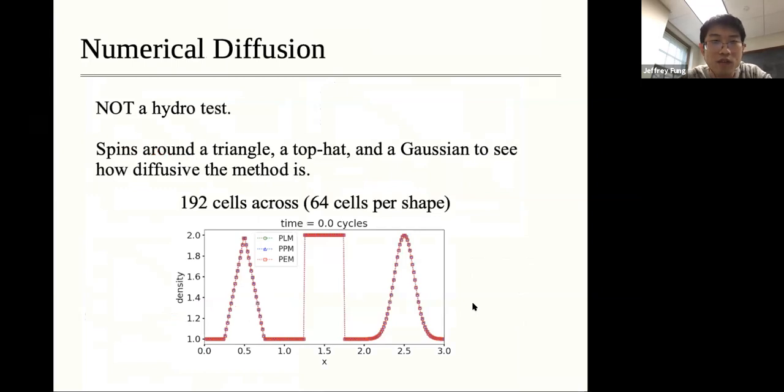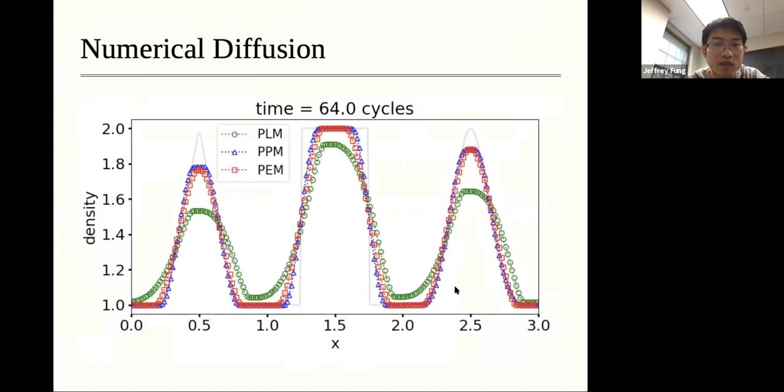So numerical diffusion, this is one thing that PEM really is designed to tackle. We want to approximate sharp transitions very well. So let's see if it's doing that. This is a test, not a hydro test, just a reflection test. You take a triangle, a top hat, and a Gaussian, and you spin it. These are periodic boundaries. You just spin it around and around and around, and see how these shapes are going to get diffused out. So this is the simulation.